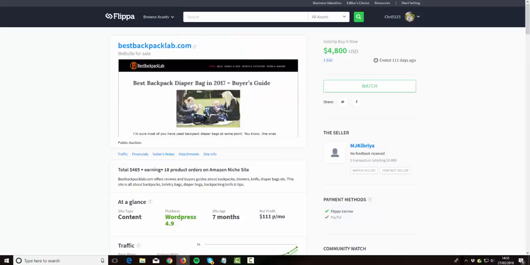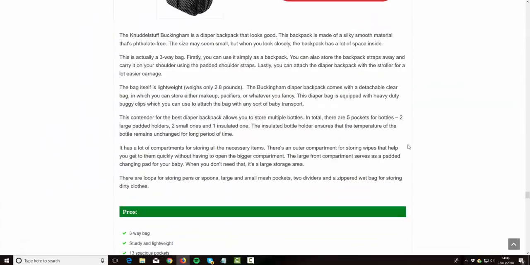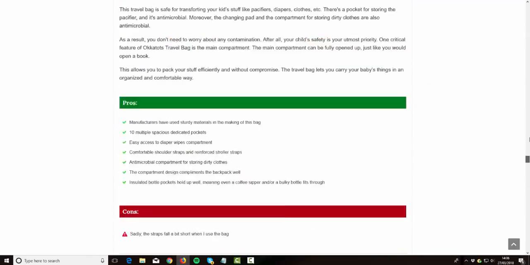We've just looked at a site here that sold for $4,800. That's 7 months old. $111 per month profit. $465 earning, 18 product earners on Amazon niche site. Only 18 orders. Where would you get the keywords for that site? Here, on their site.